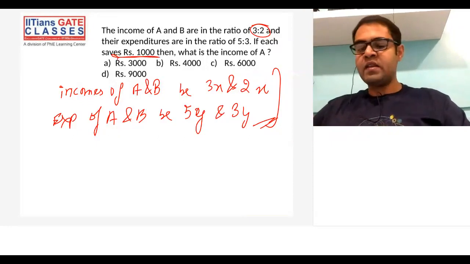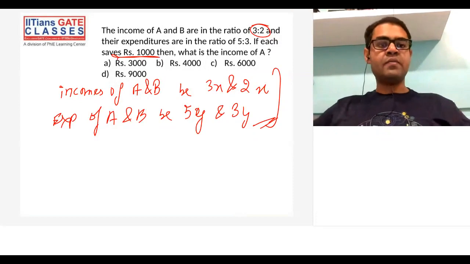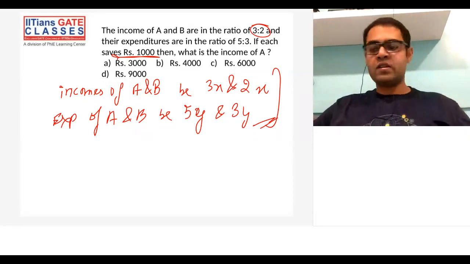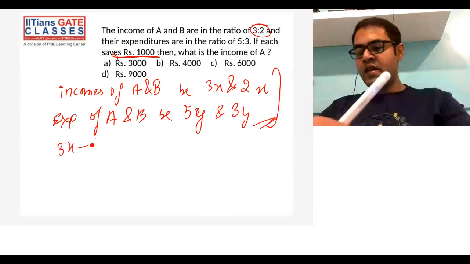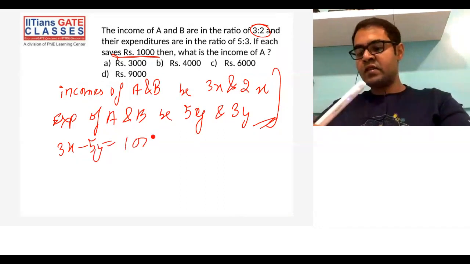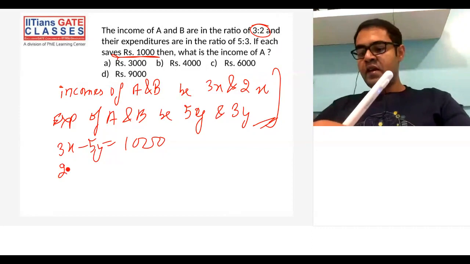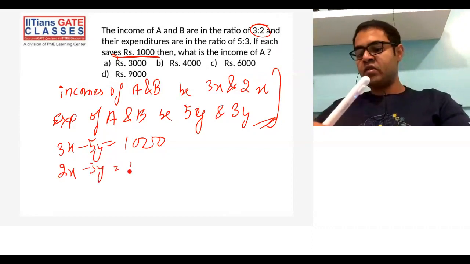Okay, that means, see, saving is what? Saving is simple: income minus expenditure. Whatever you earn, if you remove the expenses out of it, that is your saving. So 3x minus 5y is given to you as 1000, because both of them are saving 1000 rupees. And 2x minus 3y is also giving you 1000.